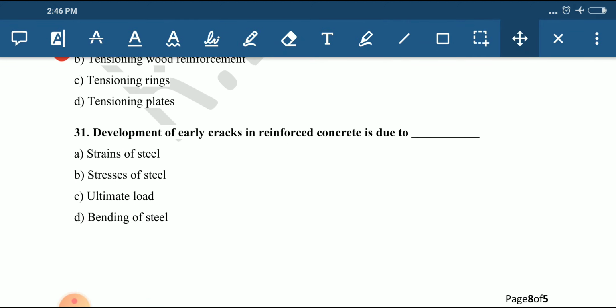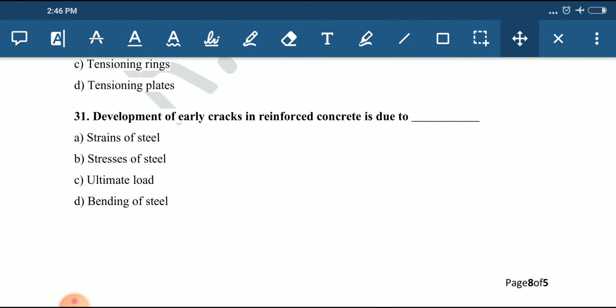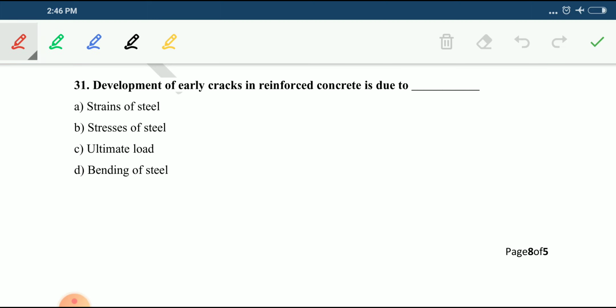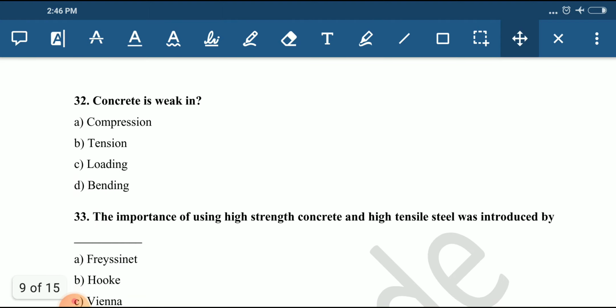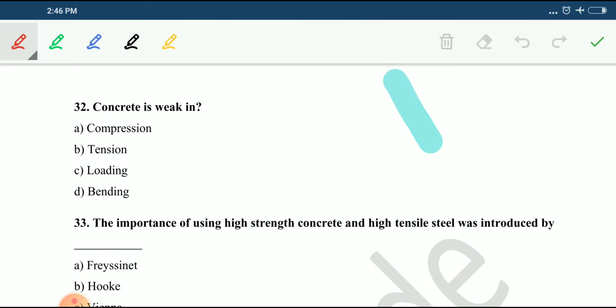Next, development of early cracks in reinforced concrete is due to what? It is due to strain in steel. Okay. Next, concrete is weak in what? Already you know, concrete is strong in compression and steel is strong in tension. So the question is, concrete is weak in what? Tension, loading, or bending. The correct answer for this one is tension.